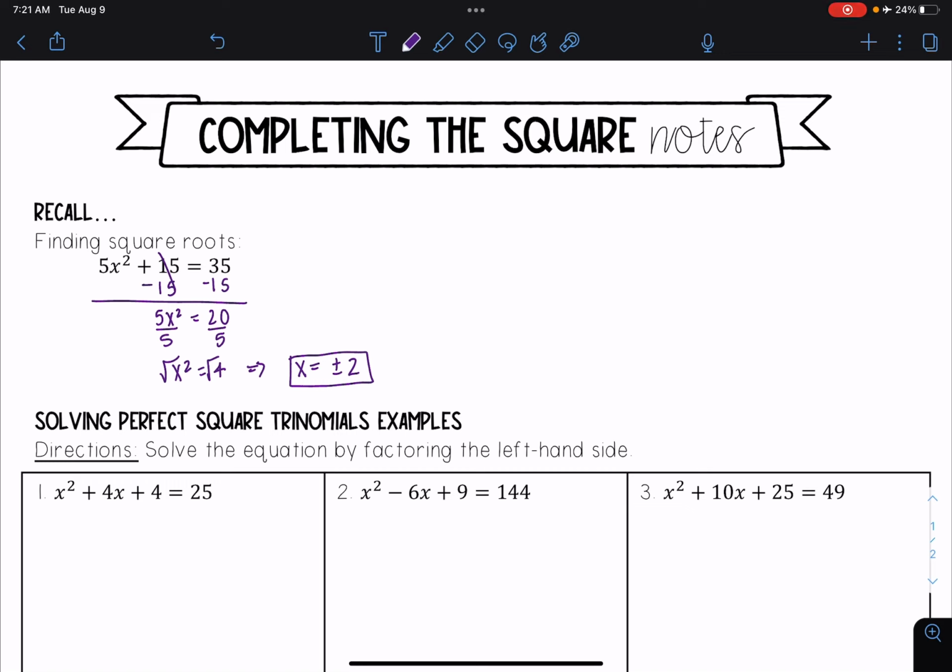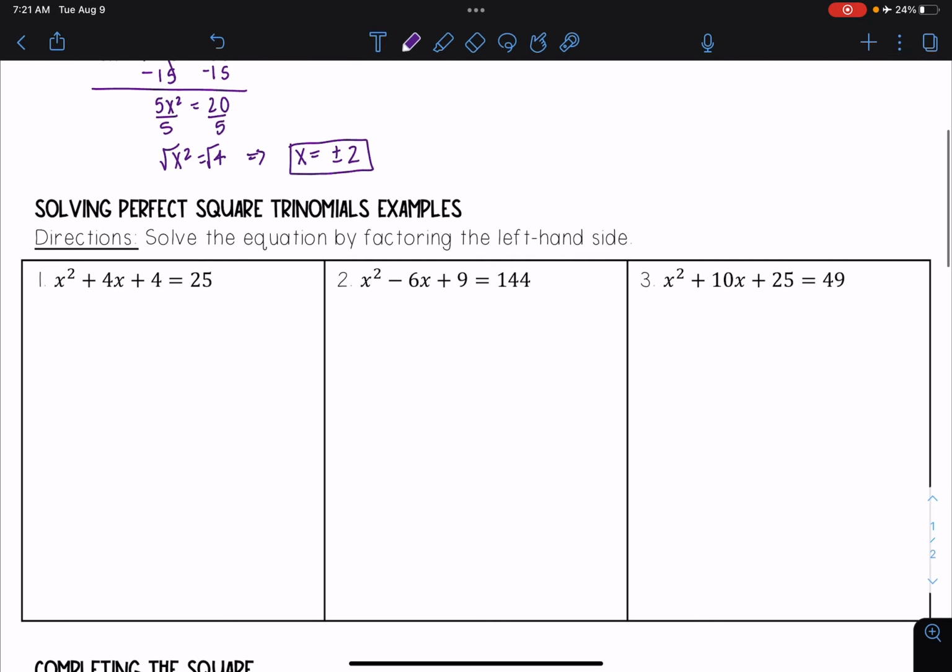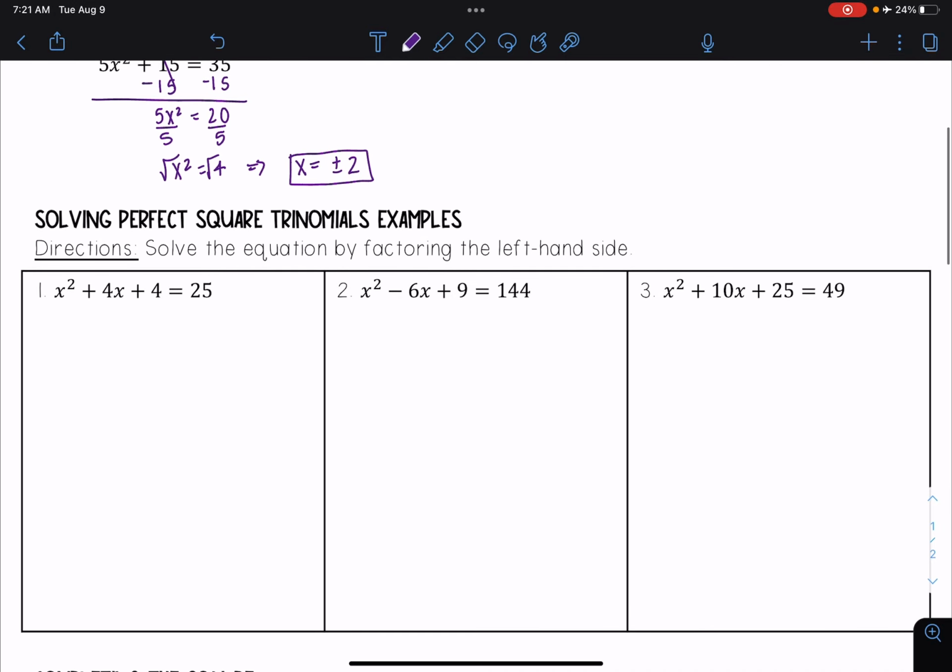Now let's look at some examples where we do have the x term. So what do we do in that case? Well, first let's look at some solving perfect square trinomials examples. For this, we're going to solve the equation by factoring the left-hand side, and then we're going to be taking square roots. So let's look at number 1. Number 1, I have x squared plus 4x plus 4 equals 25. So I'm going to first factor that left-hand side.